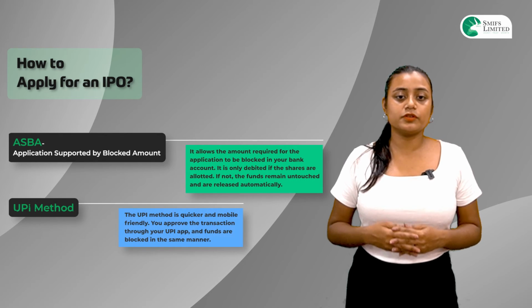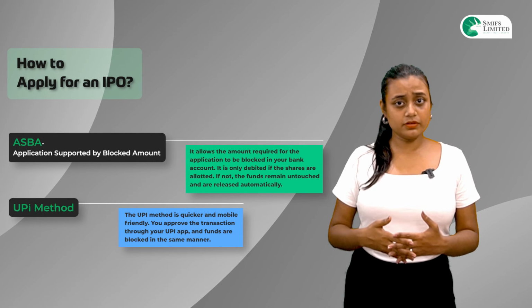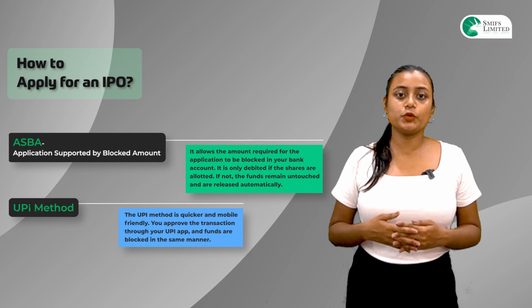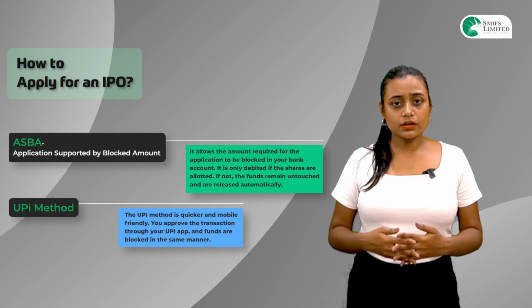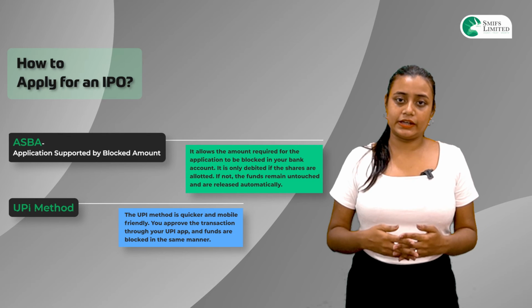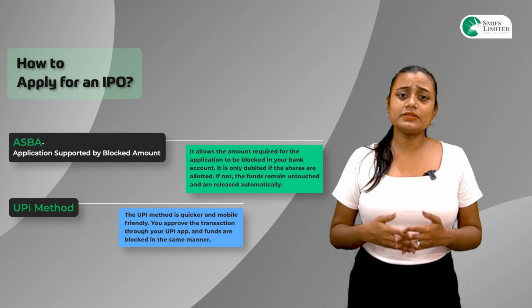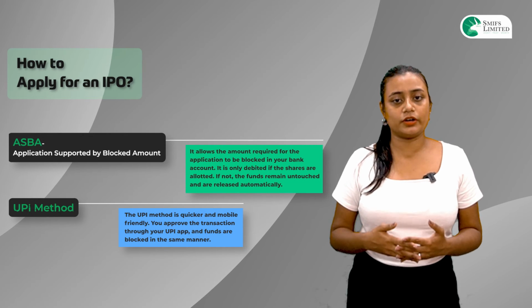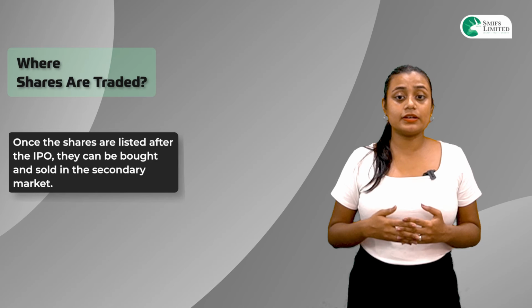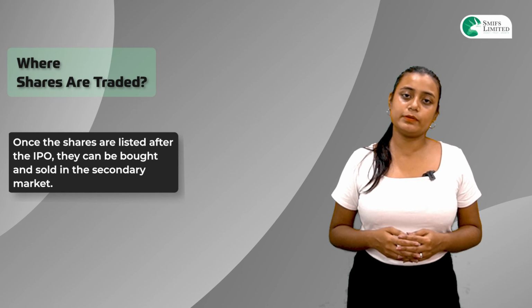The UPI method is quicker and more mobile friendly. In case of the UPI method, you approve the transaction through a UPI app, and the funds are blocked in the same manner. Whether you use ASBA or UPI, the process is seamless. Shares once allotted are credited to your Demat account and the payment is deducted accordingly. Once the shares are listed after the IPO, they can be bought and sold in the secondary market.